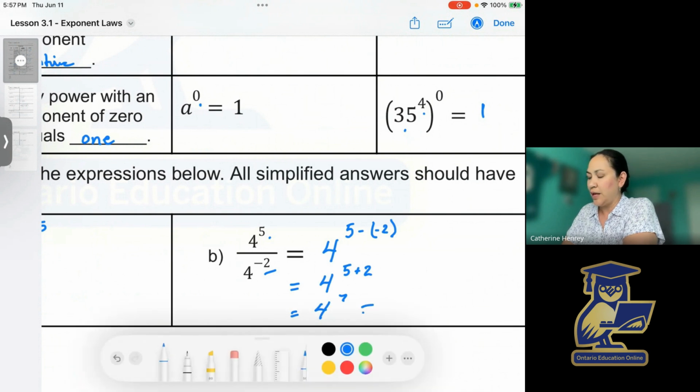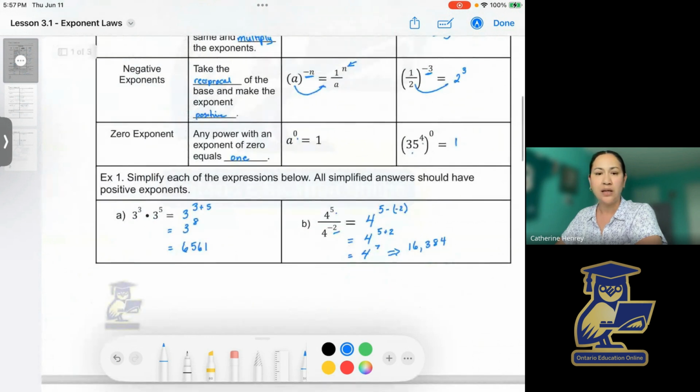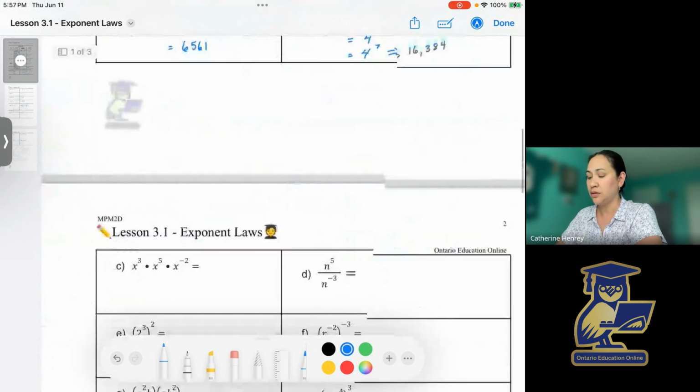And if you want to go ahead and evaluate that, it's going to be 16,384. Okay, let's go to the second page and we'll continue with our examples.